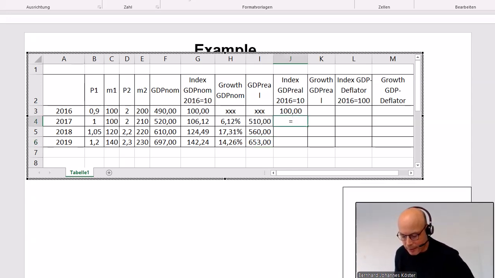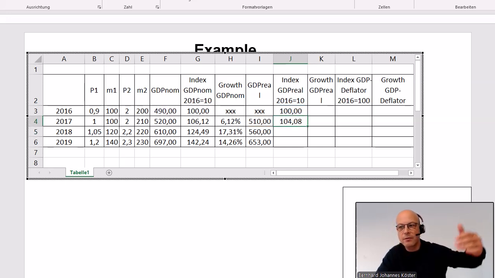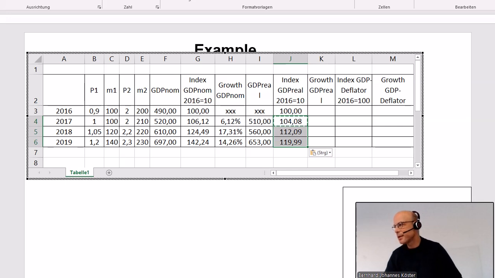So then we have the index of the former year: this is 100 times the real GDP 510, the period we are looking at, divided by the nominal GDP 490 of the former period. Well, and this, of course, is also the same for every year. So also this we can copy down until 2019.